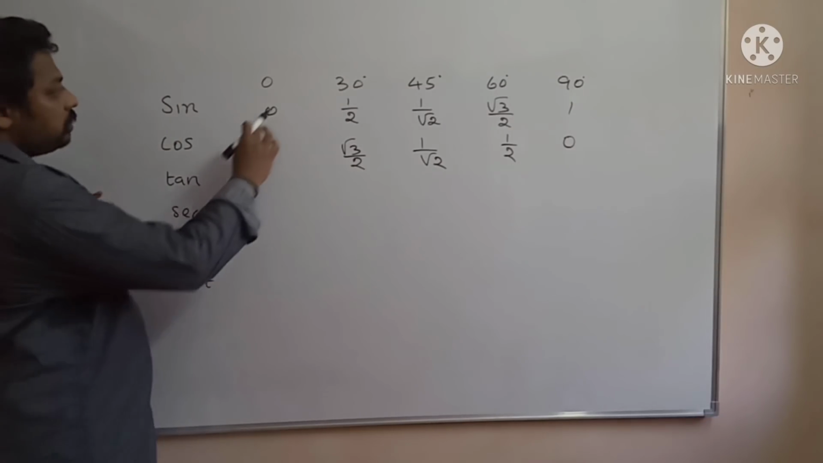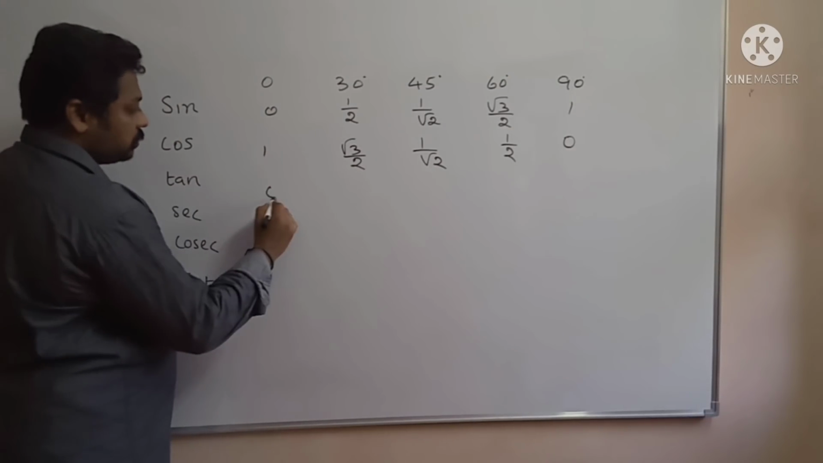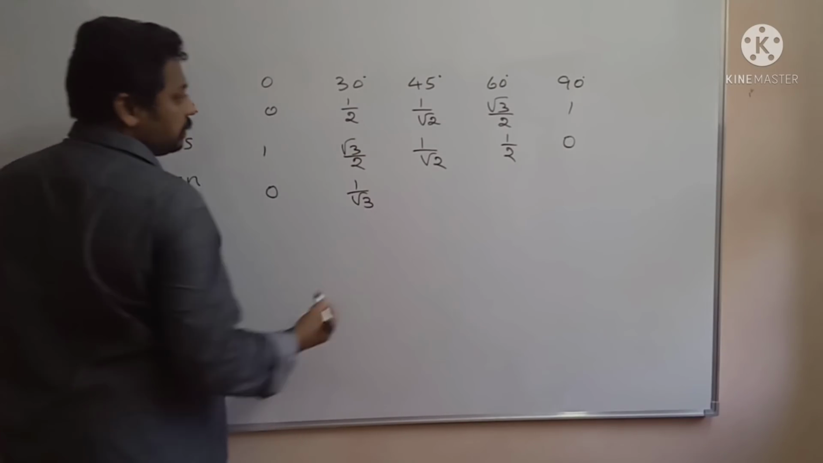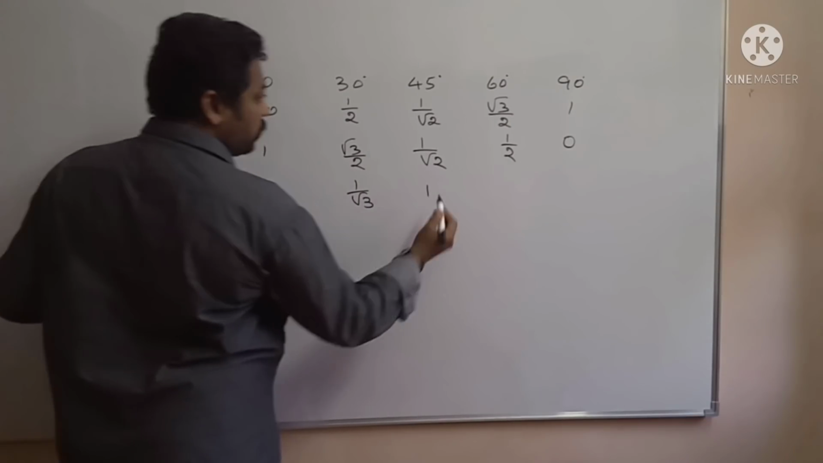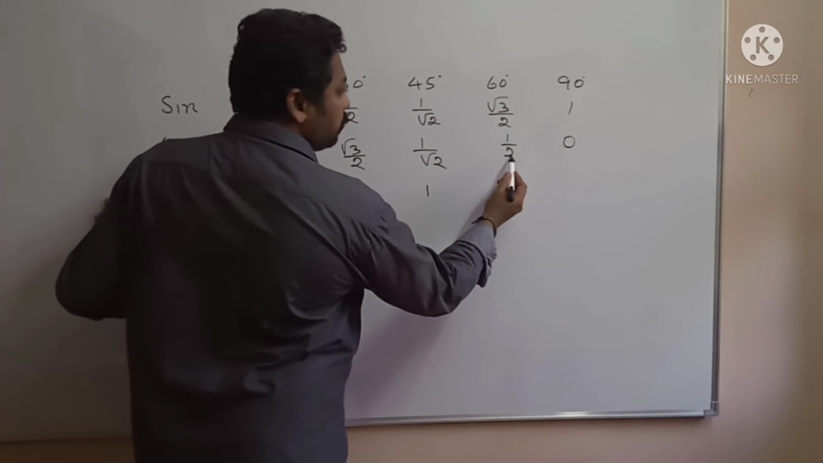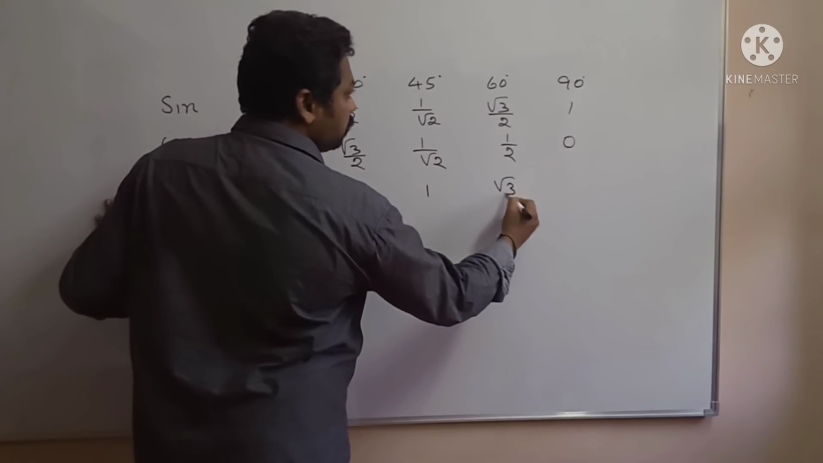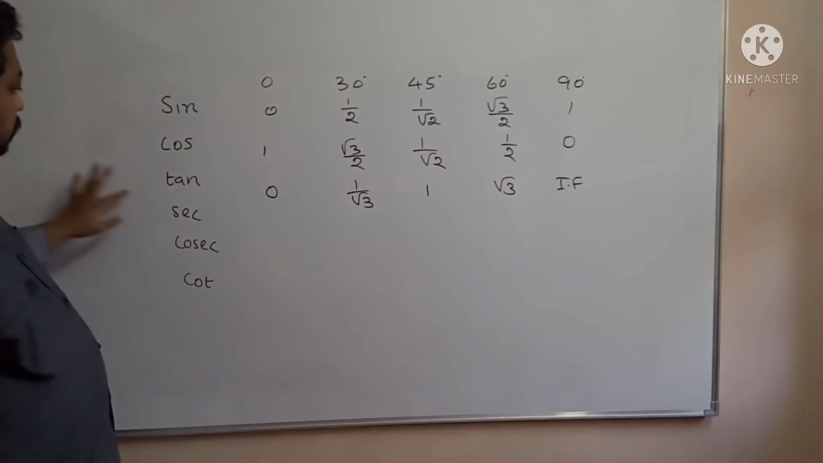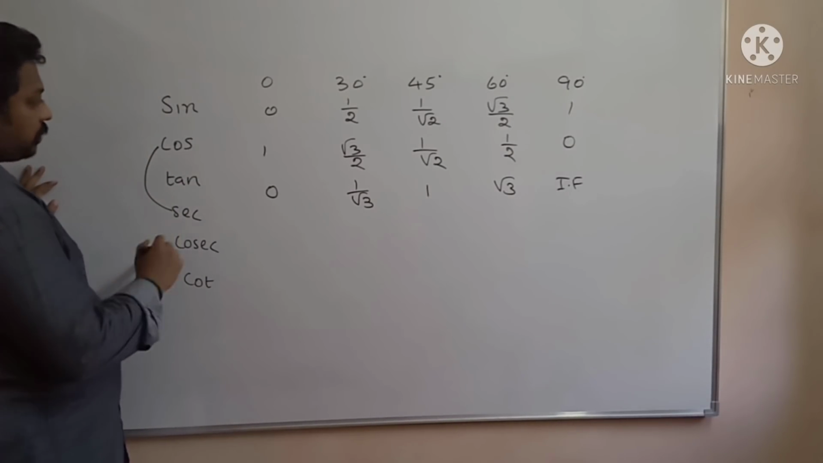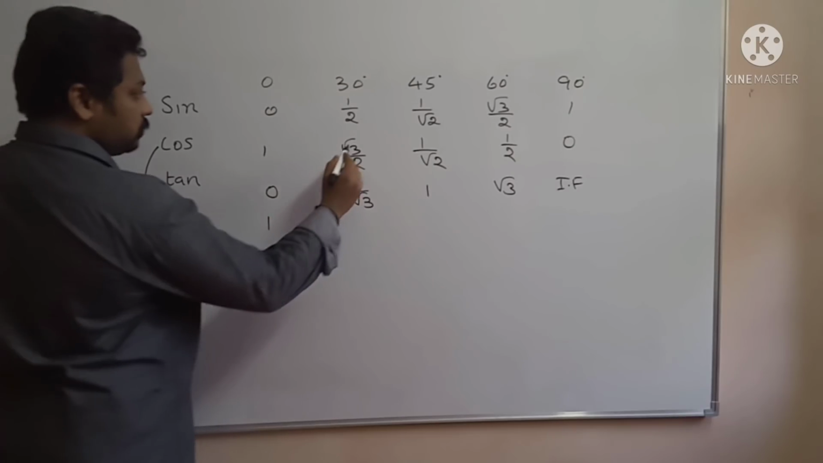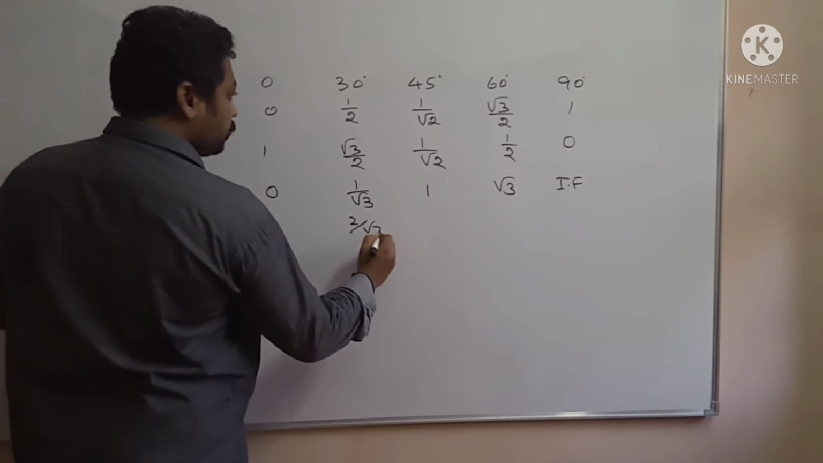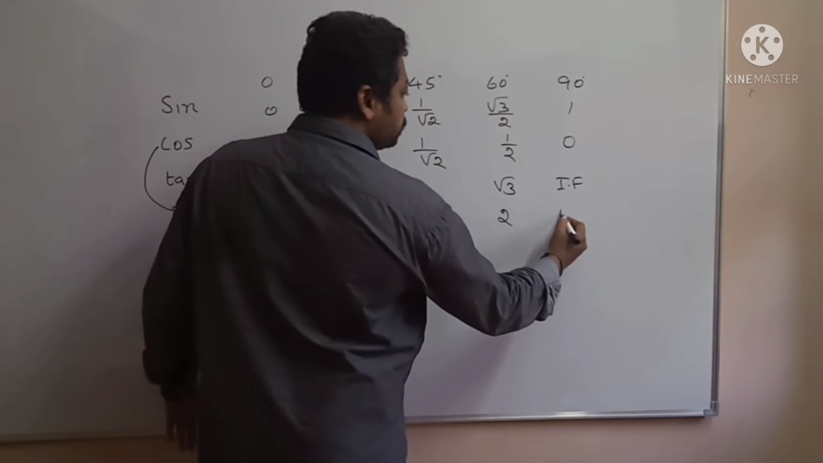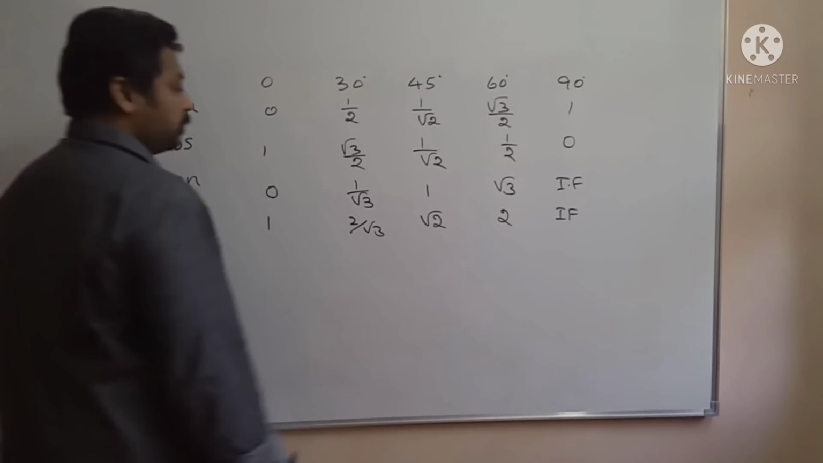For tan you have to divide sin by cos. So 0 by 1 is 0. 1 by 2 divided by root 3 by 2 is 1 by root 3, because the 2 gets cancelled. 1 by root 2 divided by 1 by root 2 is 1. Root 3 by 2 divided by 1 by root 2, the 2 cancels, so root 3. Then 1 by 0 is the indeterminate form. Secant is the inverse of cos. So 1 by 1 is 1. Root 3 by 2 gives 2 by root 3. 1 by root 2 gives root 2. 1 by 2 gives 2. 1 by 0 is the indeterminate form.